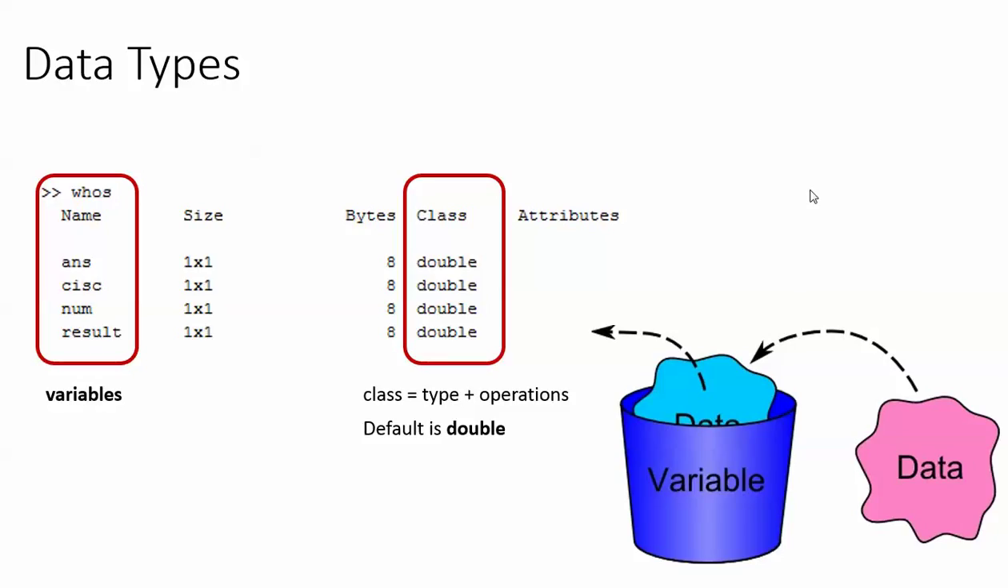So what exactly are we seeing when we type whos? We're seeing a lot of information about the variables that we have declared and that we're using in our current running instance of MATLAB. So under the first column, when we type whos, we'll see the name of the variable. That's the name that we gave the variable when we first created it.